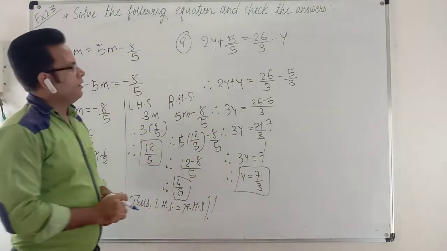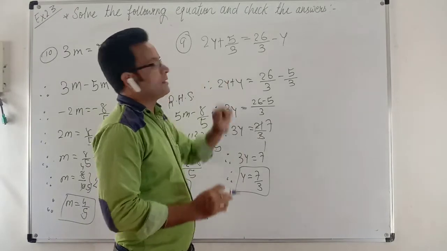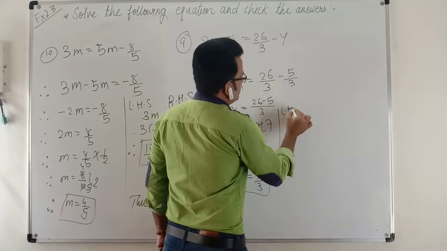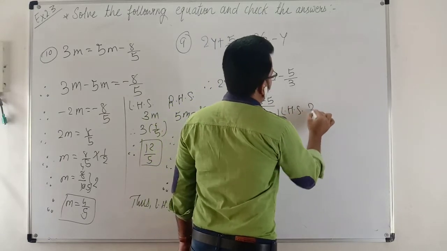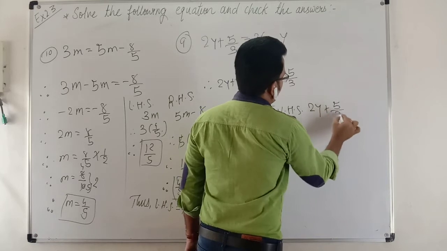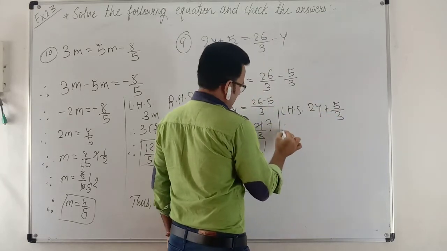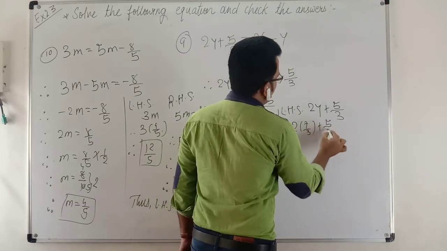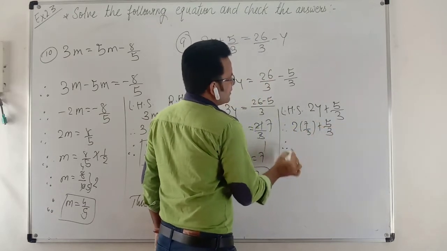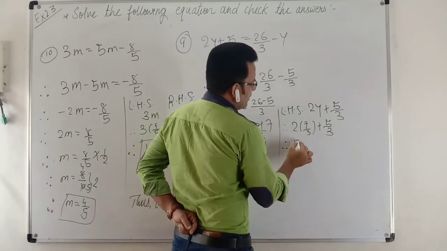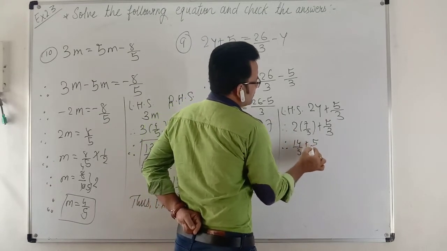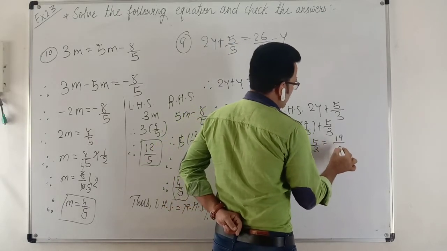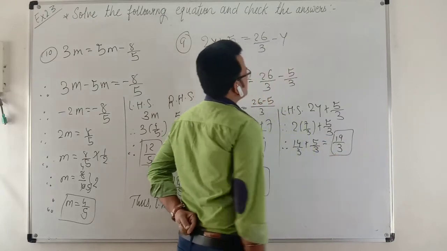Now, you have to substitute the value of y in both these equations. Okay, so let's do it. 2y plus 5 upon 3. Therefore, 2 into 7 upon 3 plus 5 upon 3. Therefore, 2 sevens are 14 upon 3 plus 5 upon 3 is equal to 19 upon 3.